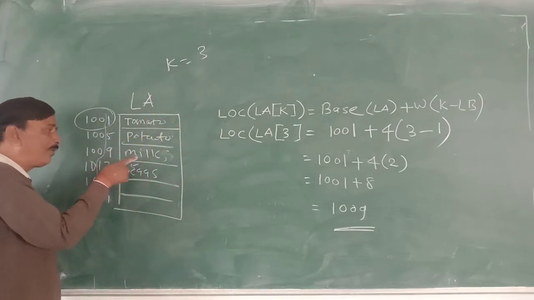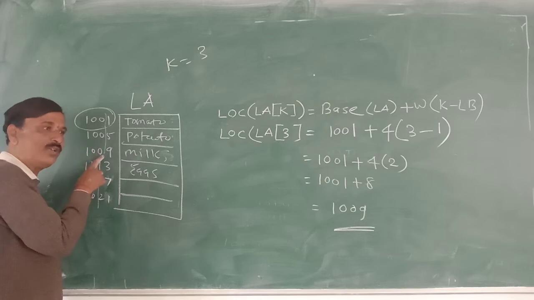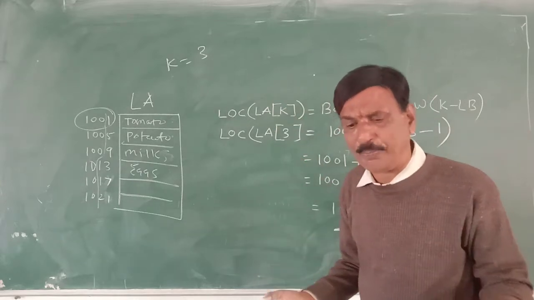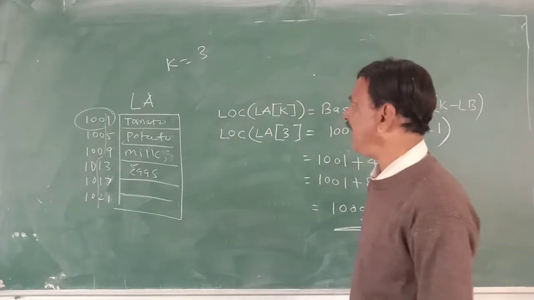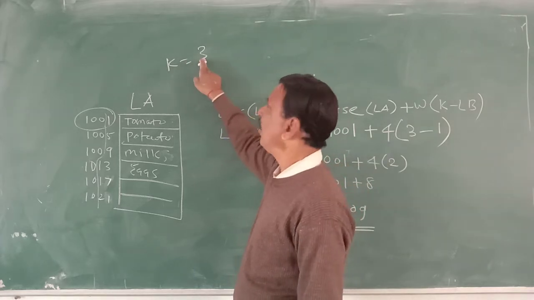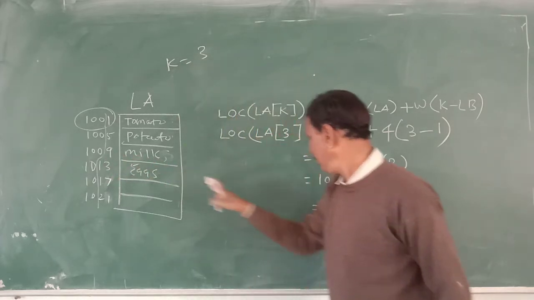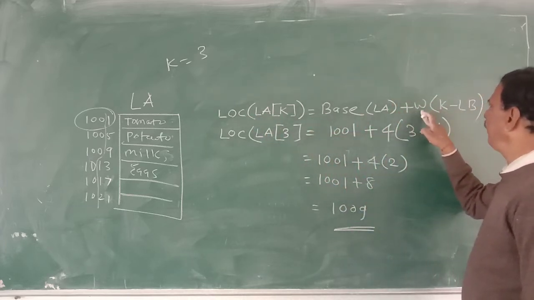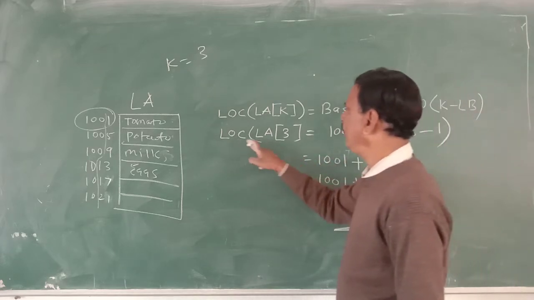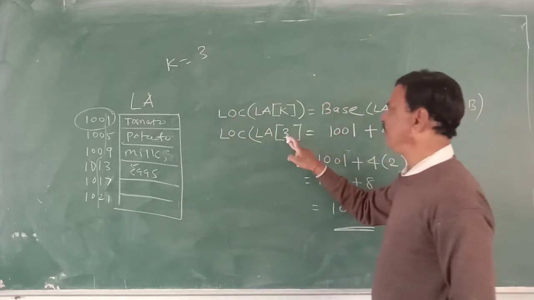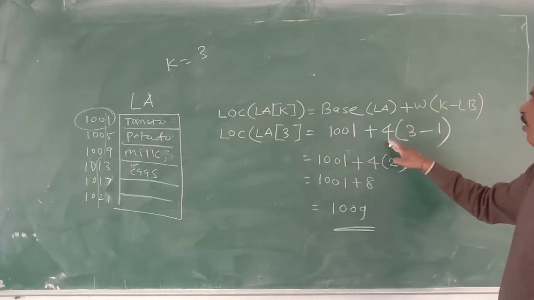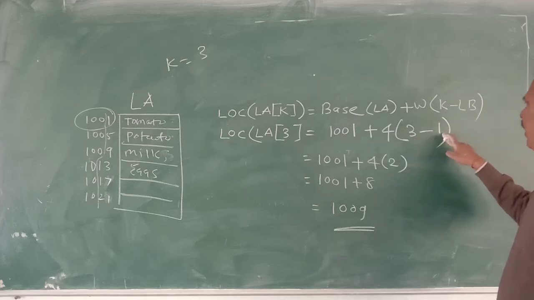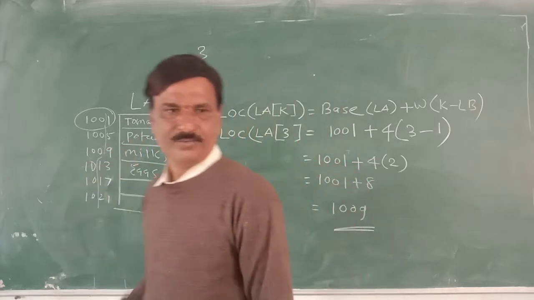How does the computer calculate? Can the computer find out the address 1009? You see, by this formula. This is a formula by which the computer can obtain the address of any element, as the element number is given by K. The third element's address, 1009, is obtained by the formula: location of LA[K] is equal to base of LA plus width into K minus lower bound. With K as 3, the third element's address is equal to base 1001 plus 4, that is the width, times 3, which is K, the element number, minus 1, the lower bound. By this formula it is obtained.